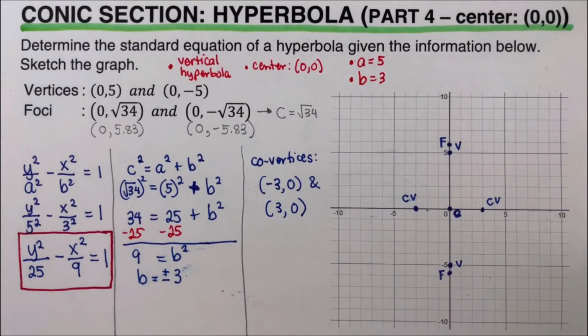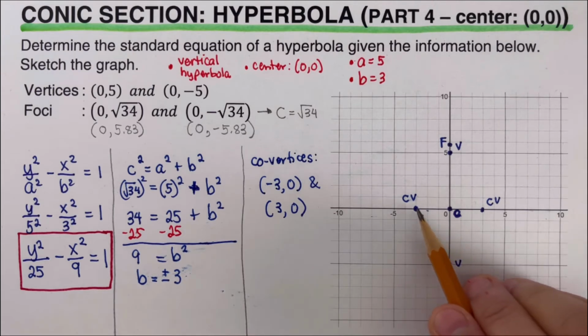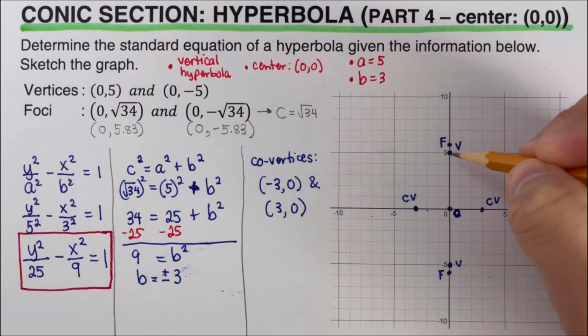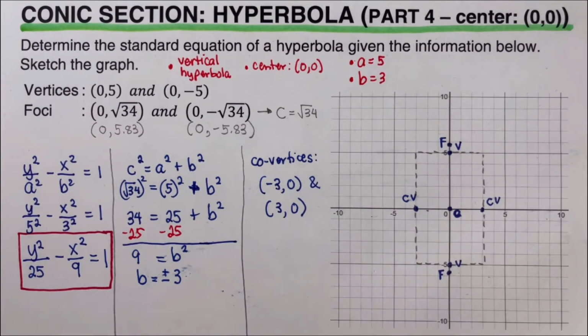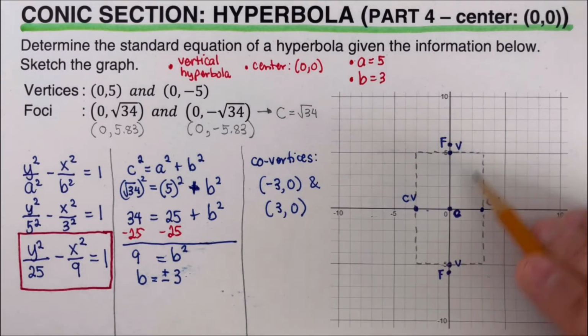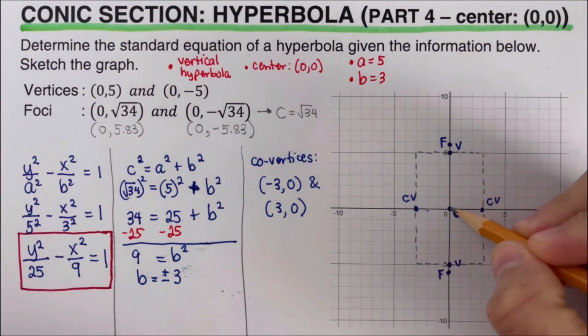Okay, so we're now ready to draw the rectangle that covers the two vertices and the two co-vertices. I'm going to go ahead and draw that up here because this rectangle is going to help us draw the asymptote and eventually draw the hyperbola. Okay, we're now ready to draw the asymptote. We remember that the asymptote passes through the opposite corner of the square passing through the center. So I'm going to go ahead and draw those two asymptotes right here.